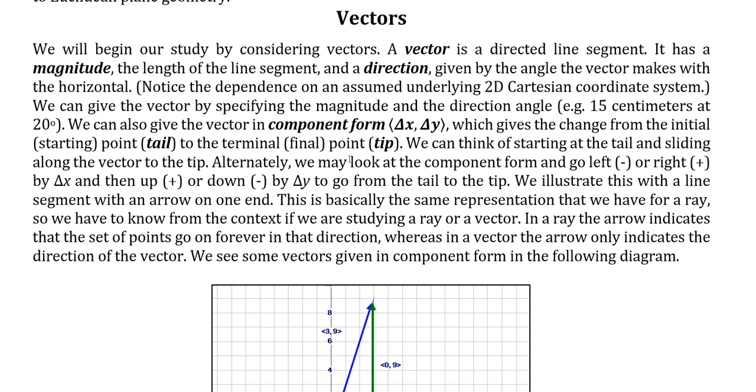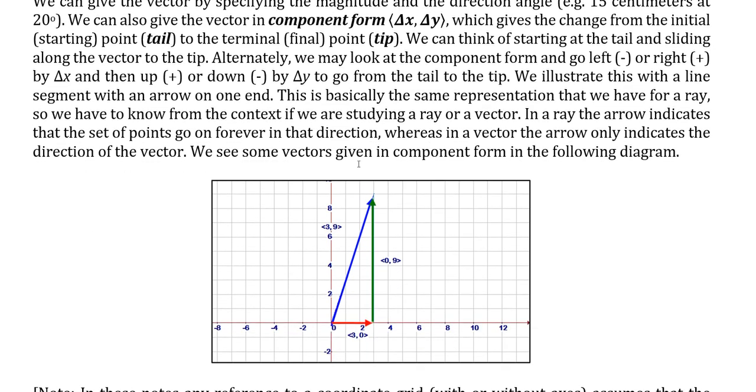We can start thinking of it as starting at the tail and sliding the point along the vector to the tip. Alternately, we could get there. Here's a vector. The blue one is a vector like this. This is the vector <3, 9>. So we can think of the vector as starting at this end and sliding along the vector till you get to the end of it right here at this point. Alternately, we get to the same place by going 3 to the right and 9 up: 3 in the positive x direction, 9 in the positive y direction, like that.